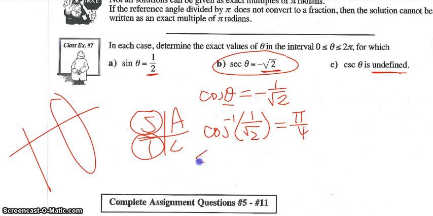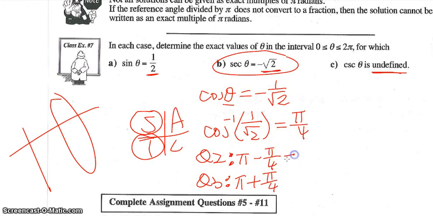So therefore, in quadrant 2, it will be pi minus pi over 4. In quadrant 3, it will be pi plus pi over 4. Well, how can you add fractions together? Make a common denominator. So in both cases, pi becomes 4 pi over 4. 4 pi over 4 minus 1 pi over 4 is 3 pi over 4. The next one, 4 pi over 4 plus 1 pi over 4 is 5 pi over 4.